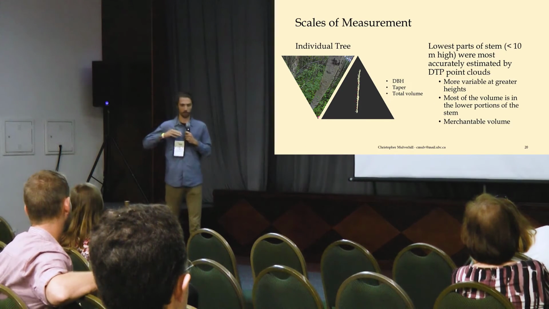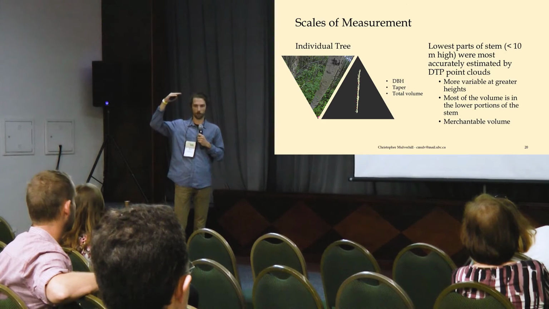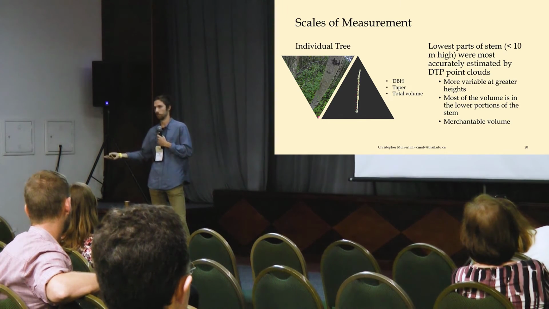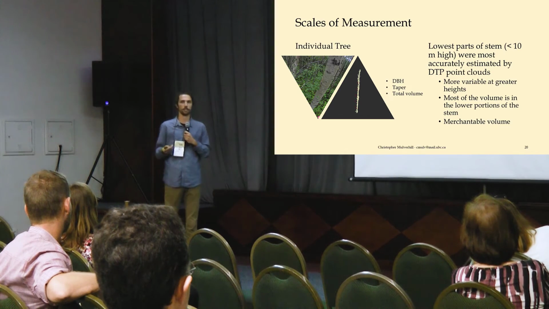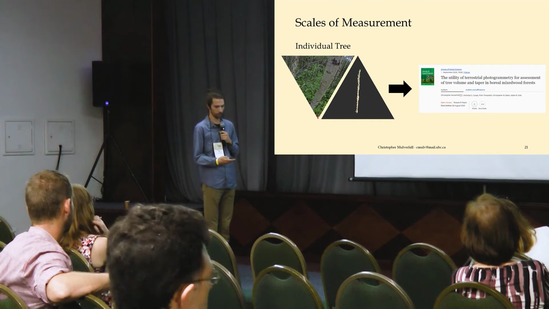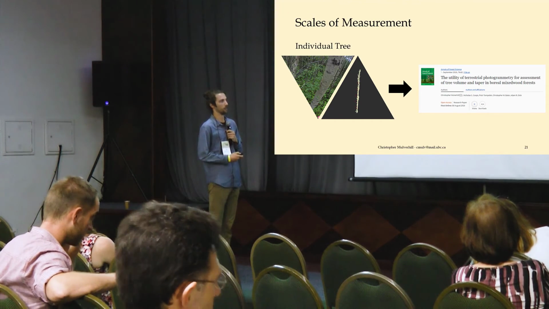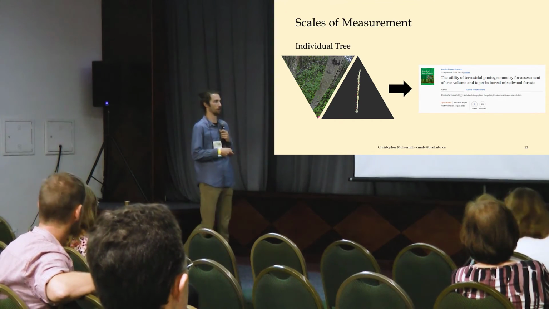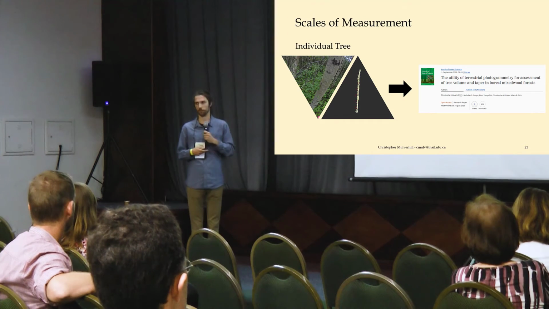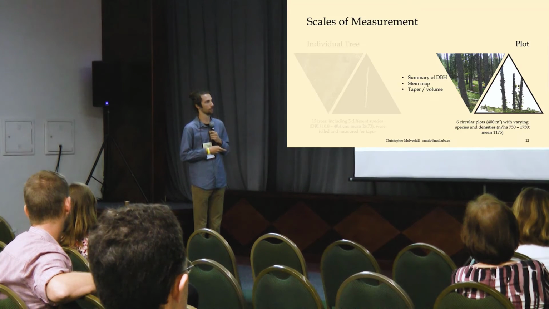So as I mentioned, the taper on the lower portions of the stem is something that could potentially be used in assessing the merchantability of the tree and understanding how much merchantable wood is in those portions. If you're interested, there was a paper that we just published on this part, testing some other methods as well. That was in the Annals of Forest Science and it's open access.